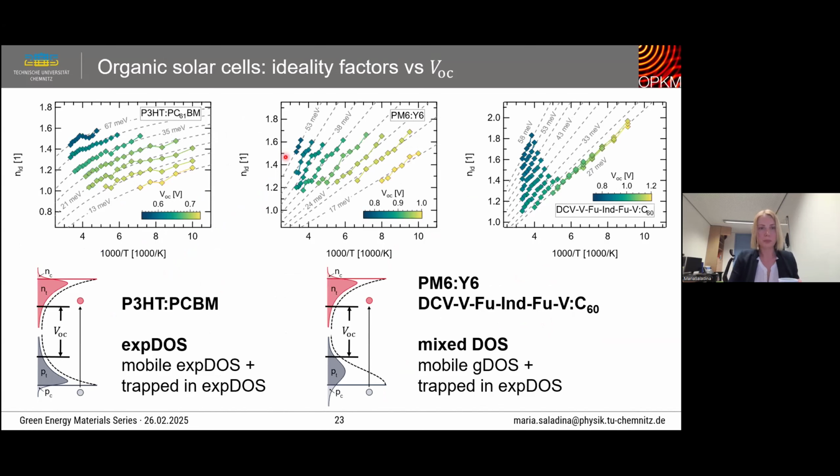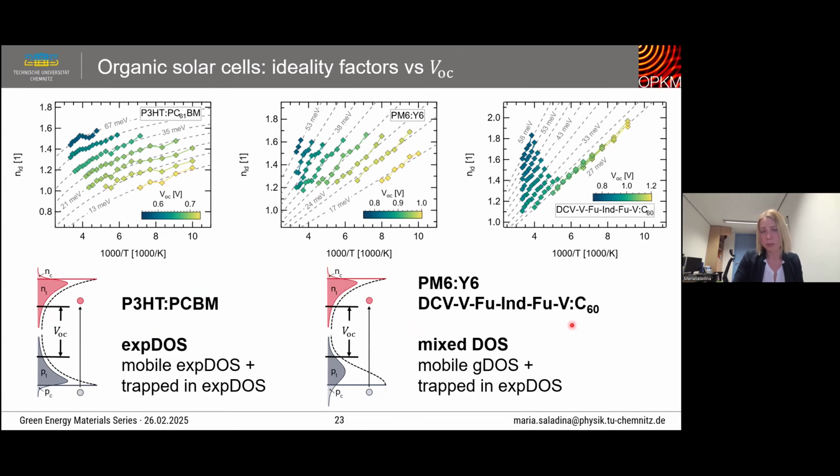Now, when we analyzed the data for P3HT:PCBM and PM6:Y6, we saw the same trend. For P3HT:PCBM, we found that the data was best described by the purely exponential density of states. Again, the exponential describes the density of states only locally at a specific energy. And PM6:Y6 was then again described by the mixed density of states, the same as we saw for the evaporated solar cell.